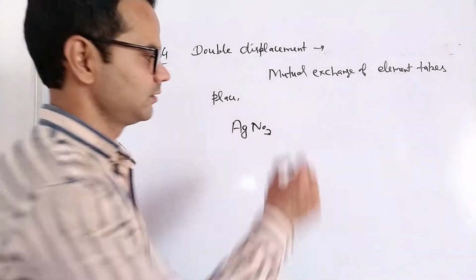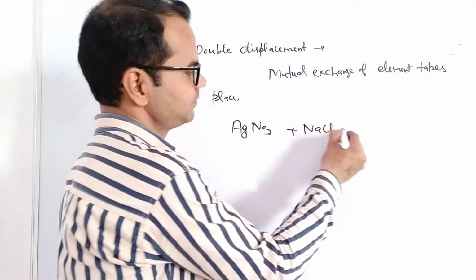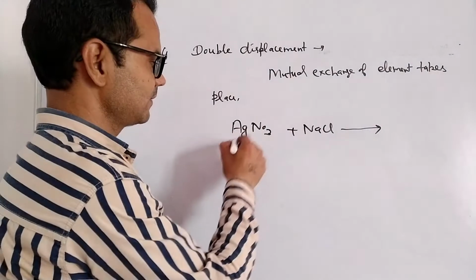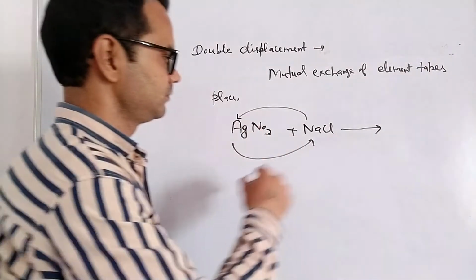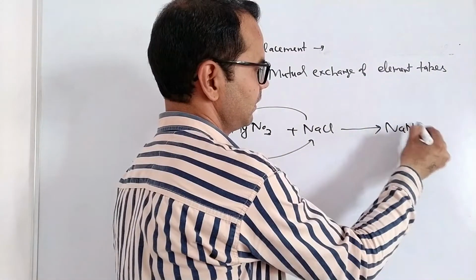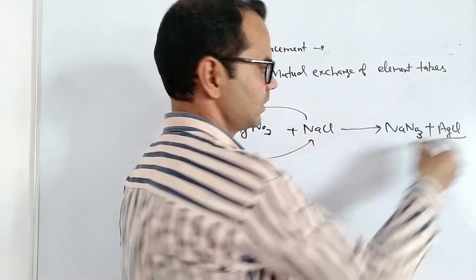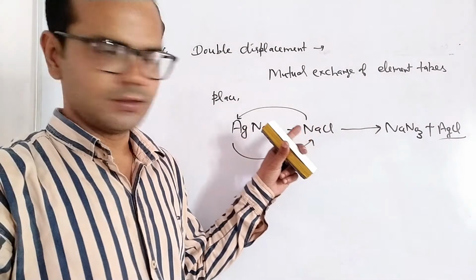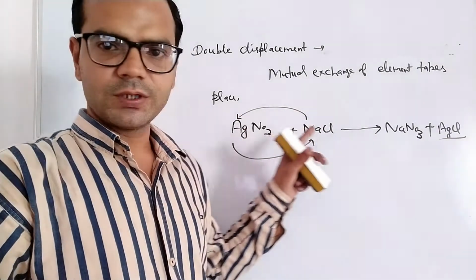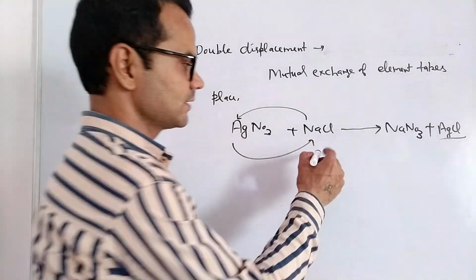Example: silver nitrate plus NaCl gives, by double displacement, NaNO3 plus AgCl. Now we can add one more thing in this reaction. This is also a precipitation reaction.